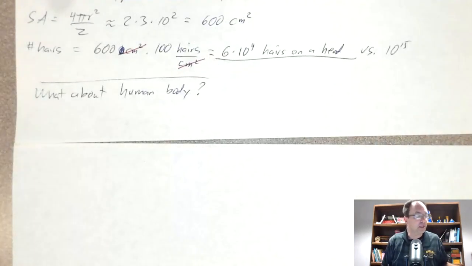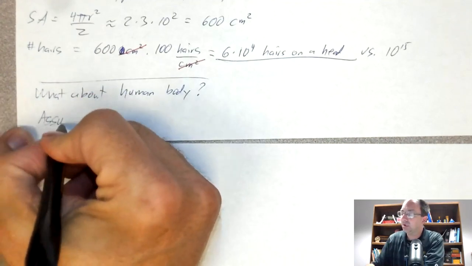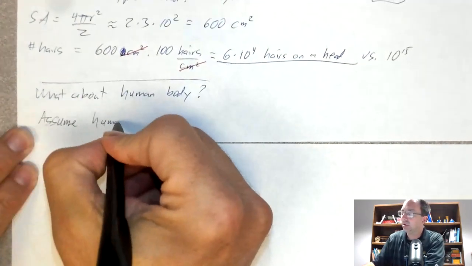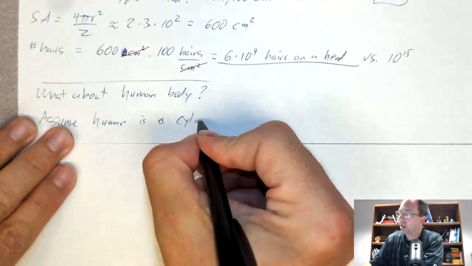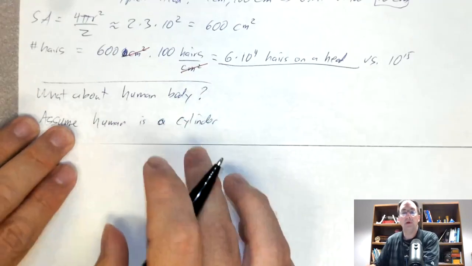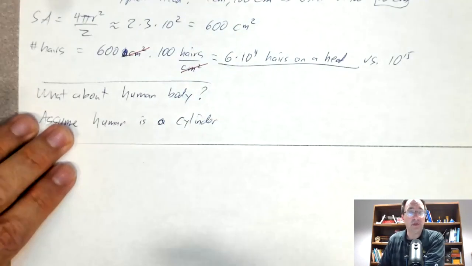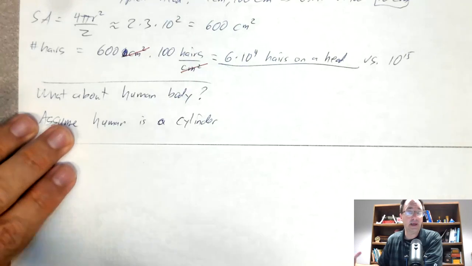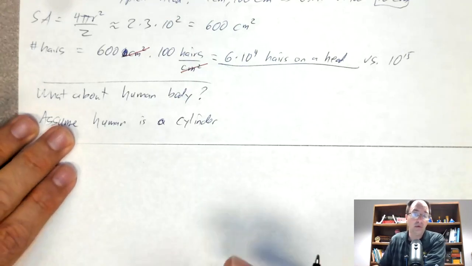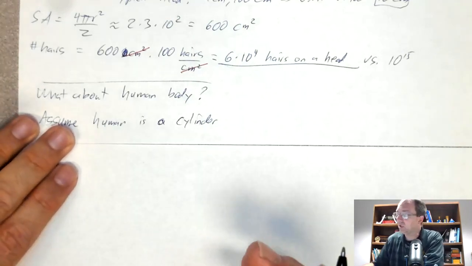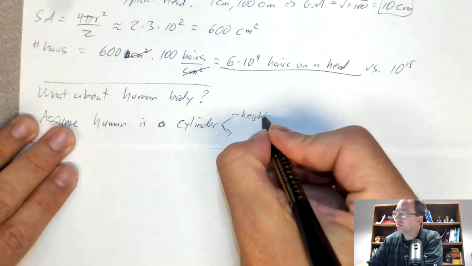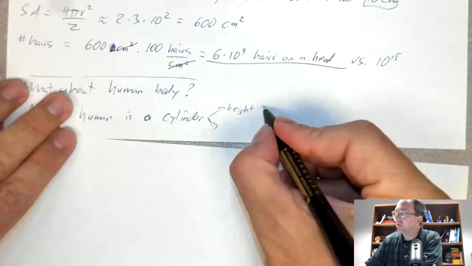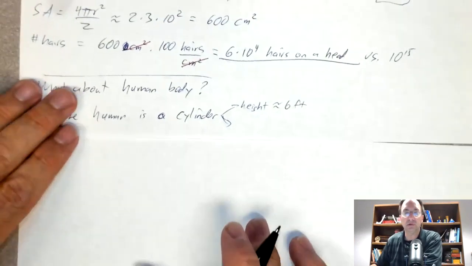All right, and so in this case, again, we need to assume something. Why don't we assume a human is a cylinder? What dimensions are we going to use? We need a radius and a height, or maybe a circumference is a little easier to think about in some ways. So height, I would say probably 6 feet is a reasonable height.